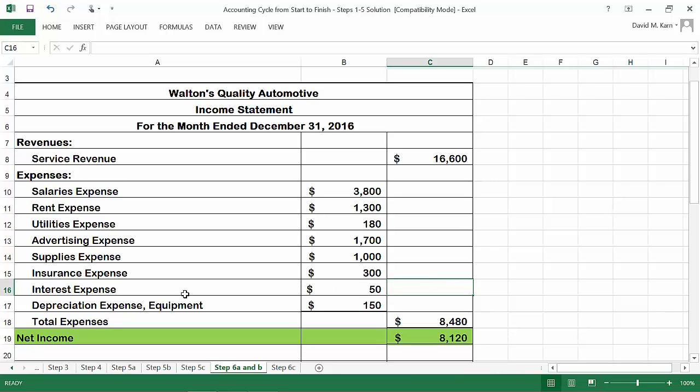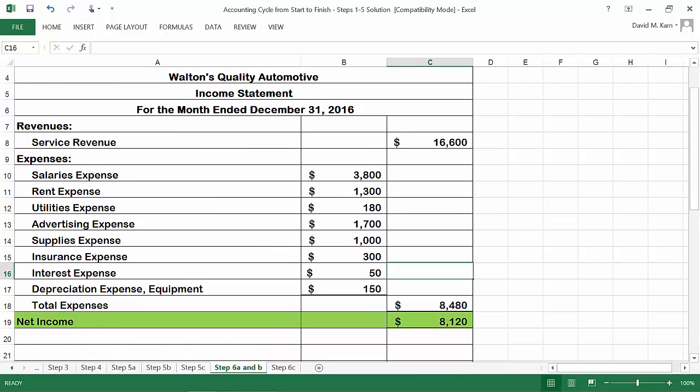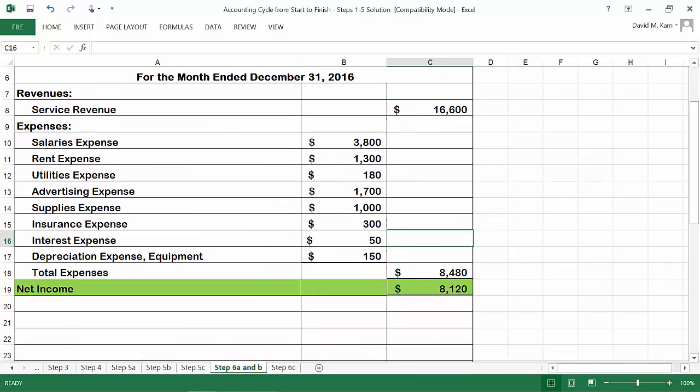And notice that this income statement did have the proper heading. We had Walton's Quality Automotive. We were preparing an income statement, and again, it was for the month ended December 31st of 2016. Don't forget the small details. The headings are important. Again, we are not just preparing this for us. We are preparing it for other internal users and external users as well.